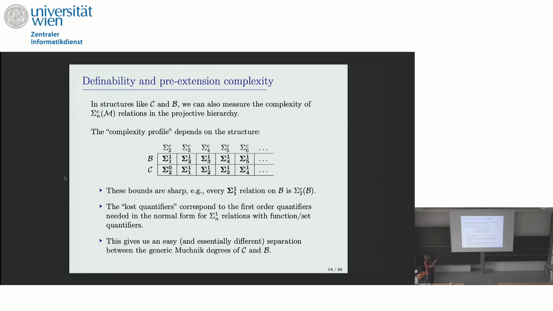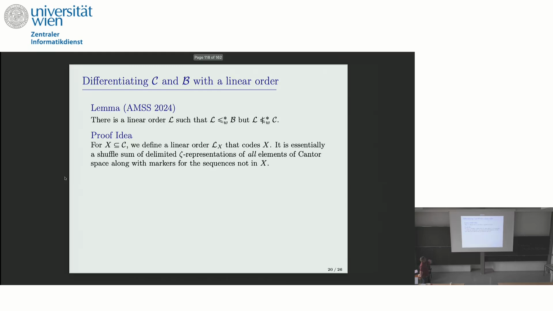There's also, by the way, and I'm not going to write it out, an extremely easy separation, the easiest I know of, between the Muchnik degrees of Cantor space and Baire space. In a sigma 2 way, you can define a sigma 1 set in Cantor space if you're in Baire space, but in Cantor space you can't, and that separates them. We're going to look at a more complicated separation, but one that's useful for giving us an intermediate degree: a linear order that is generic Muchnik below Baire space, but not Cantor space.